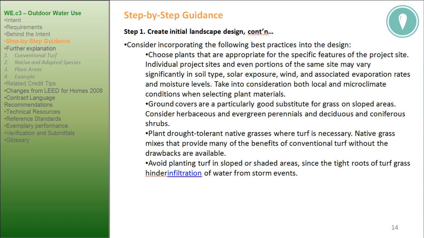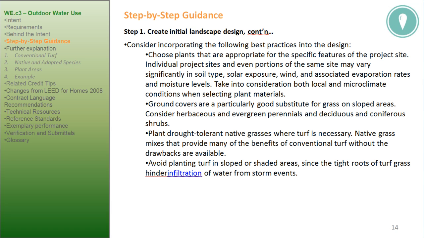Consider incorporating the following best practices into the design. 1. Choose plants that are appropriate for the specific features of the project site. Individual project sites and even portions of the same site may vary significantly in soil type, solar exposure, wind, and associated evaporation rates and moisture levels. Take into consideration both local and microclimate conditions when selecting plant materials.